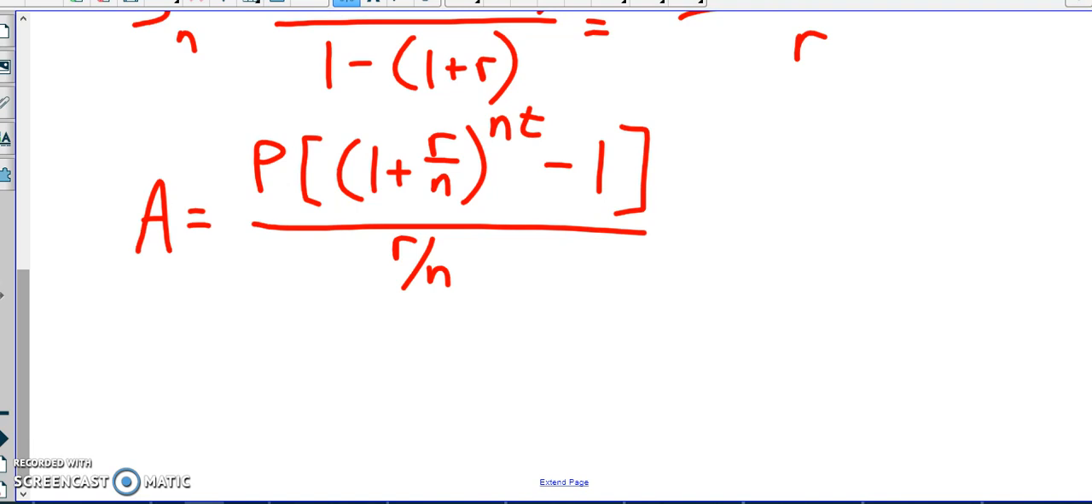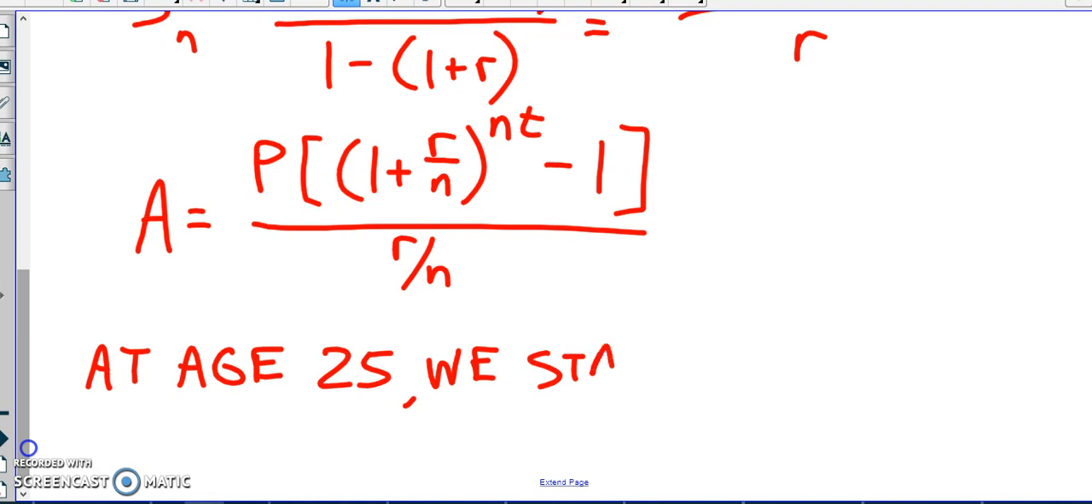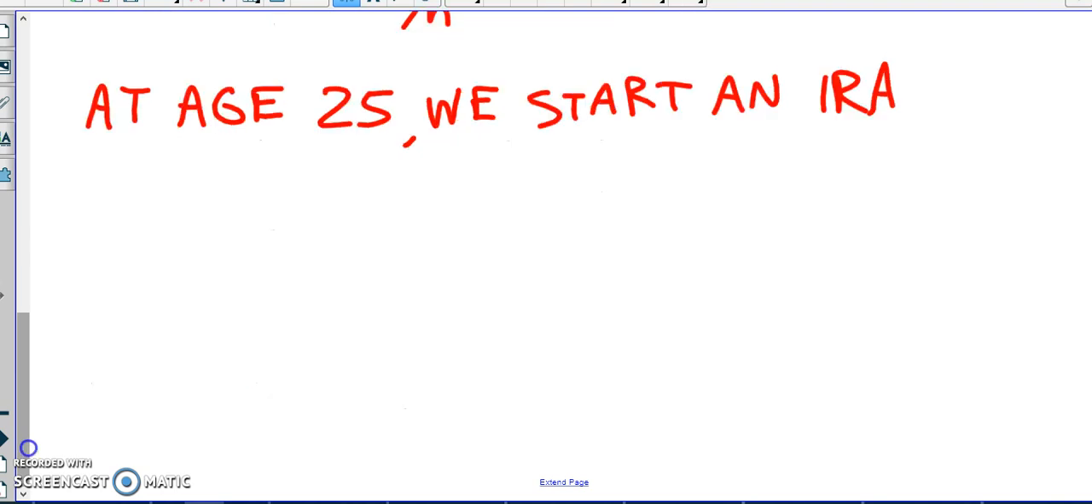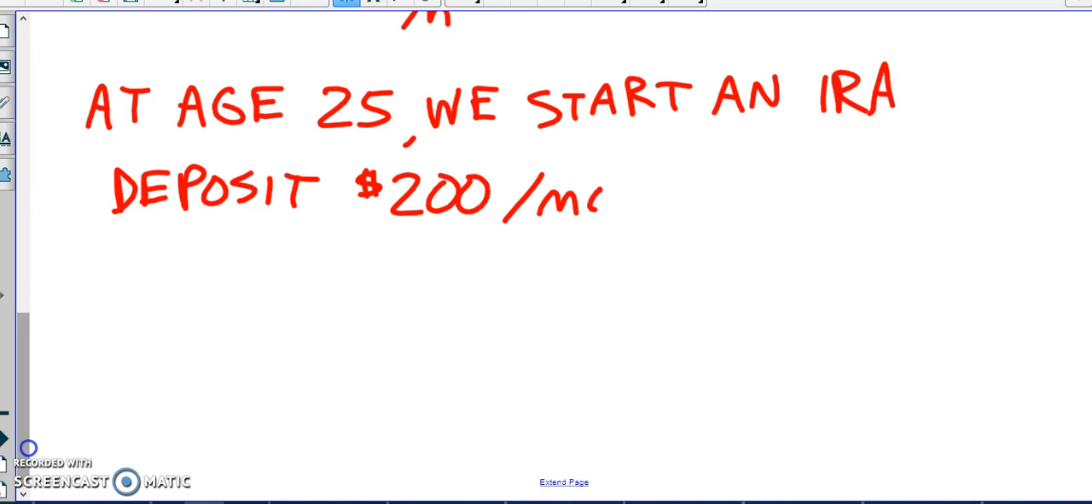So consider this. At age 25, we start an IRA, an individual retirement account. So we deposit $200 per month at 7.5% compounded monthly.